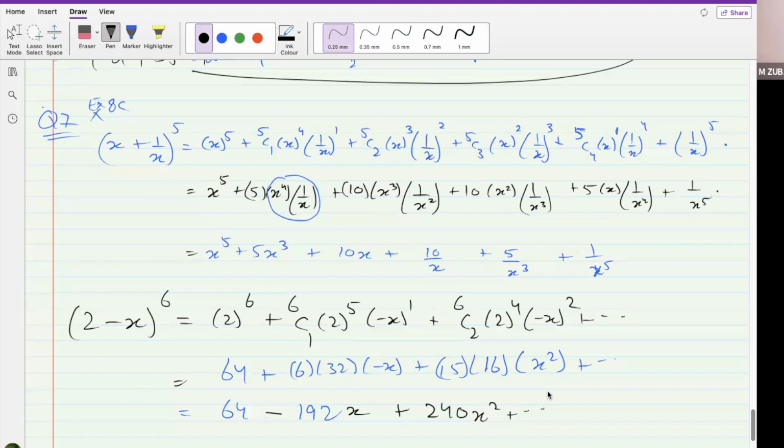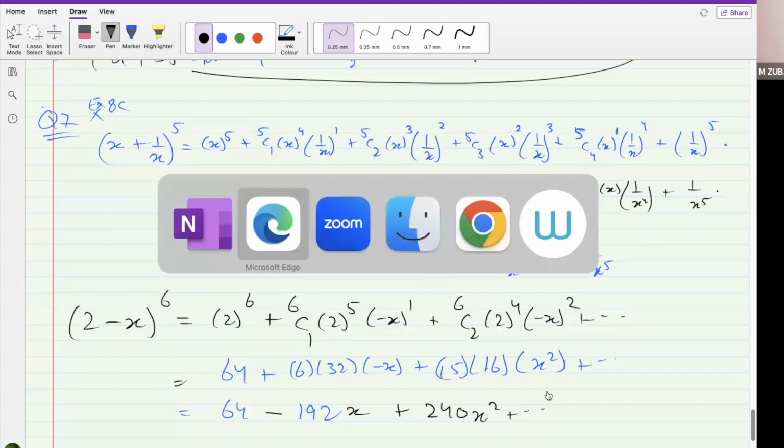It is a little lengthy at start because we are just practicing and getting used to the formula. After that, the question always tells you first 3 terms, first 4 terms, and so on.